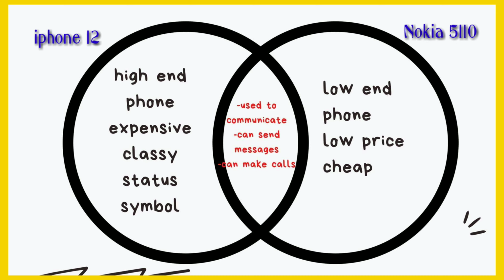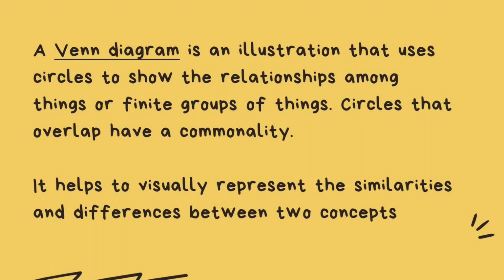Similarities and differences can clearly be shown using a textual aid, and that is a Venn diagram. In this Venn diagram, there are two circles where you can put in the descriptions of each item. And in the middle, where it intersects, you can put in the similarities of both things.